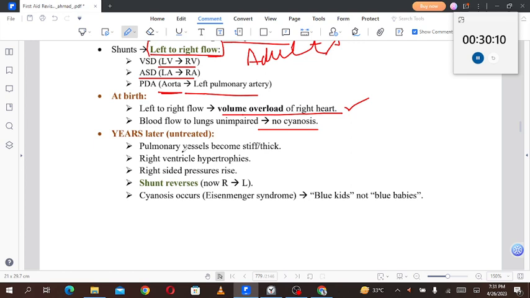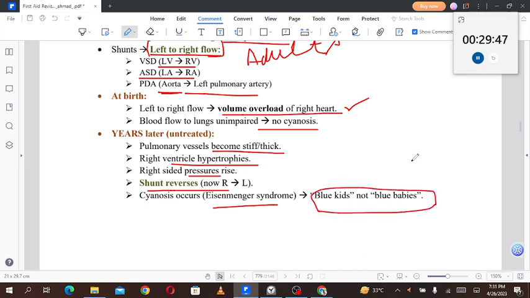Years later, if it is untreated, the pulmonary vessels become stiff and thick because they have to suffer a lot of unnecessary stress which normal people do not have to. The right ventricle hypertrophies, the right-sided pressure rises, and the shunt reverses. That is called Eisenmenger syndrome: the normal left-to-right shunt has converted into a right-to-left shunt. Cyanosis occurs when Eisenmenger syndrome occurs. These are called blue kids or blue babies.